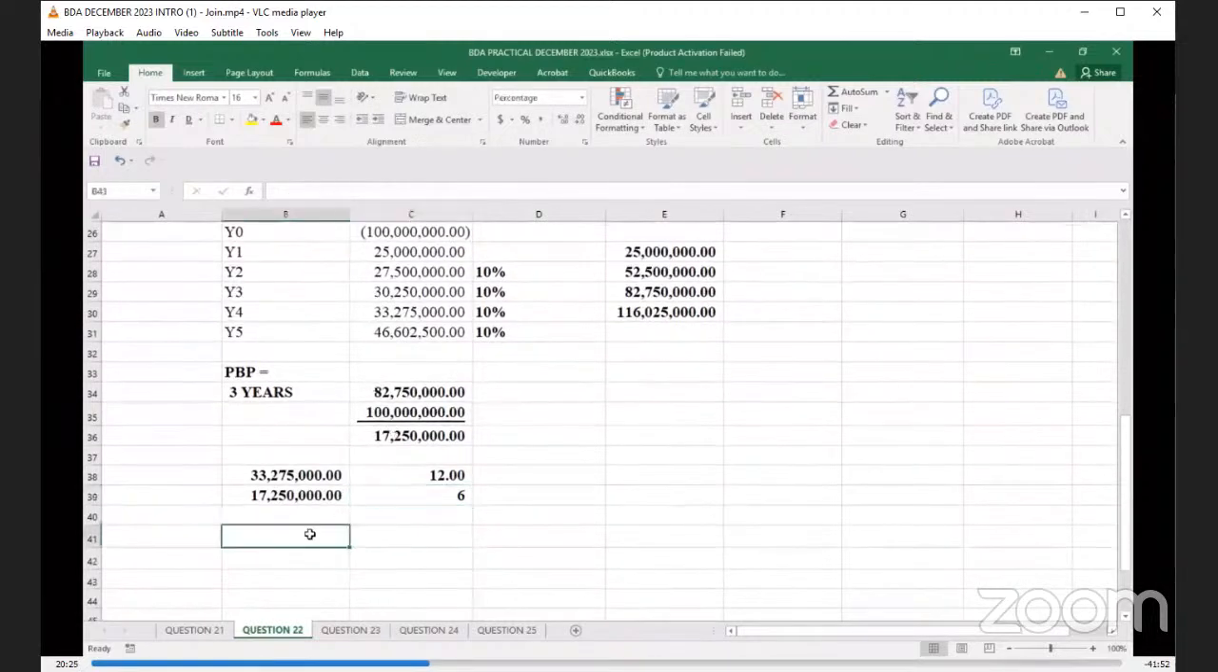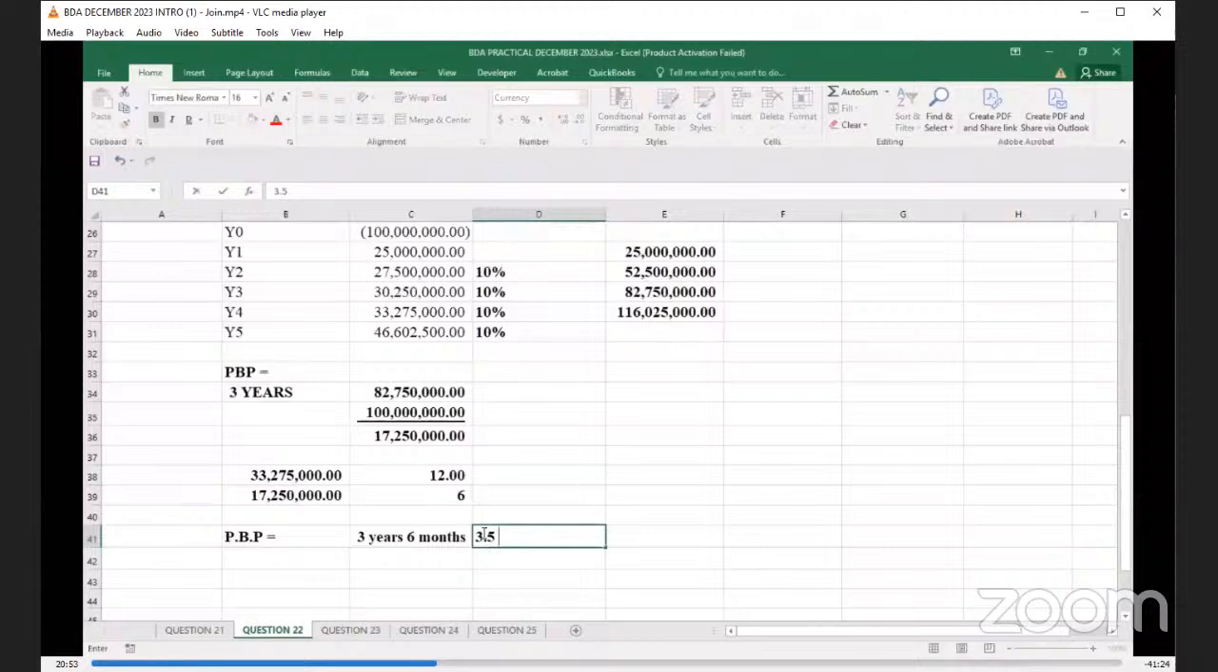So literally, we can agree that my payback period here will be 3 years. To be very accurate, I'll have 3 years, 6 months. So we're talking about 3.5 years. You're about 3.5 years. So that is what the examiner is asking about the payback period. Very simple, as simple as that. So you're done with the first segment.